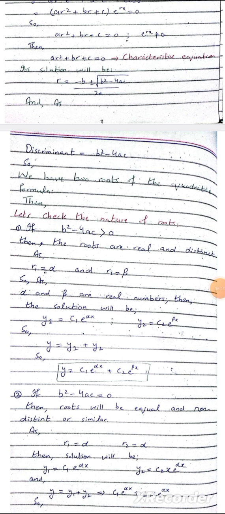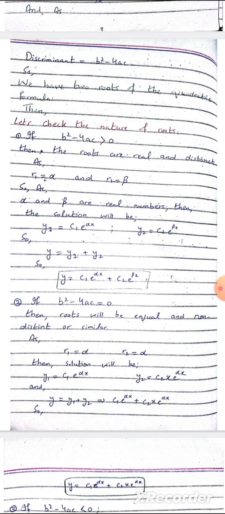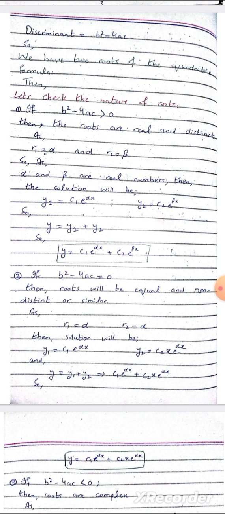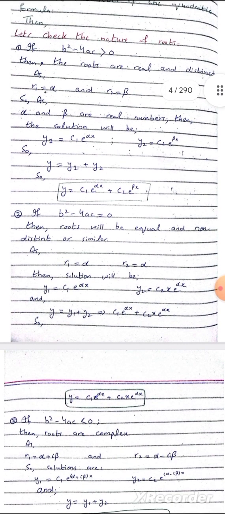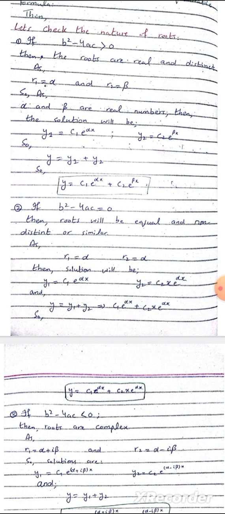If b² minus 4ac is greater than 0, then the roots are real and distinct, as r1 is alpha and r2 is beta. As alpha and beta are real numbers, the solution will be y1 is equal to c1 e^(alpha x) and y2 is equal to c2 e^(beta x). And the general solution is y is equal to y1 plus y2, so y is equal to c1 e^(alpha x) plus c2 e^(beta x). This is the general solution of this type of roots.